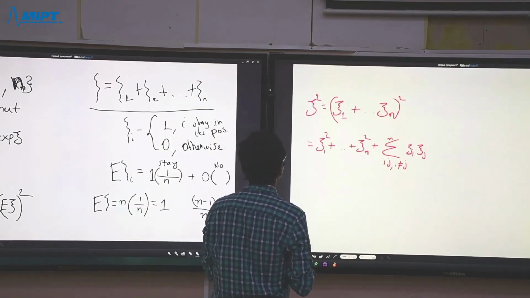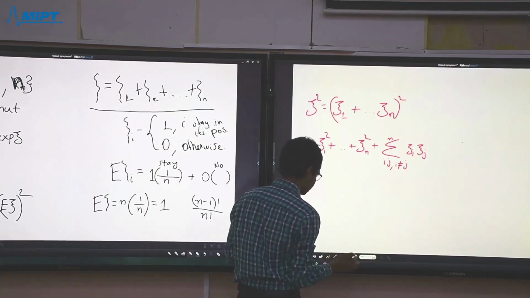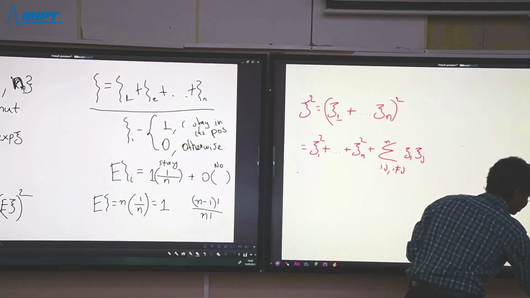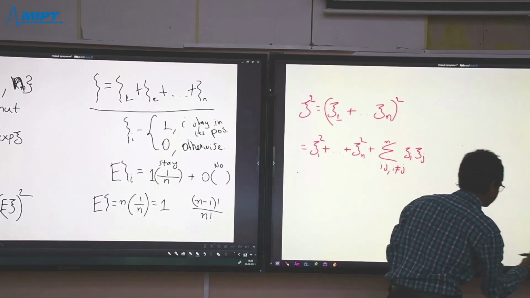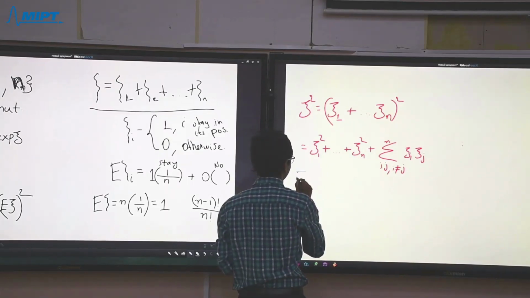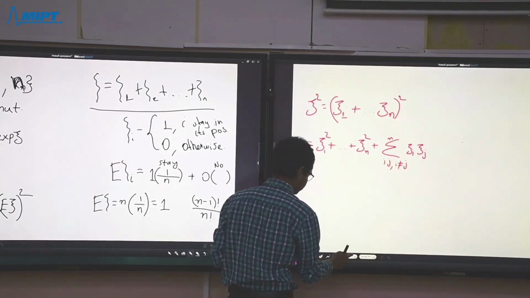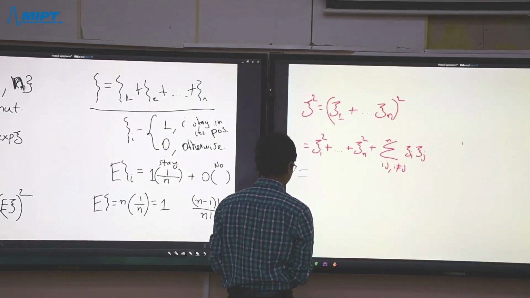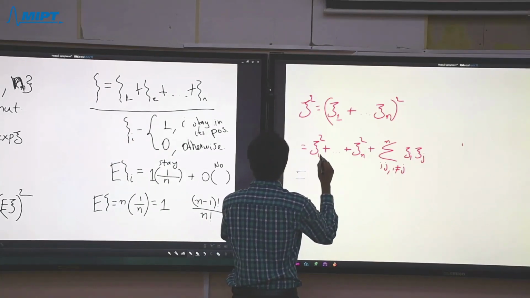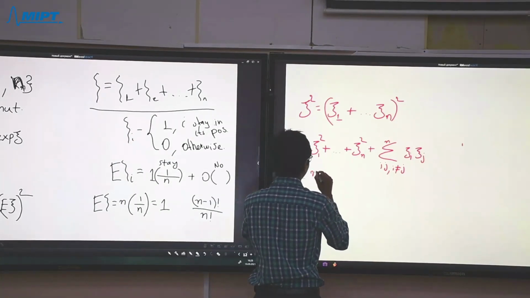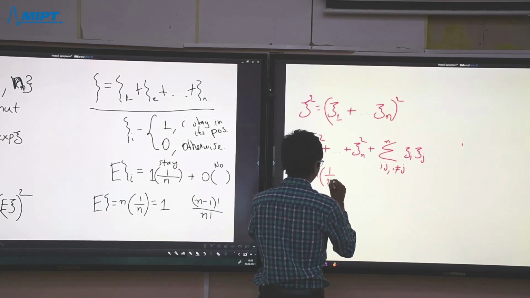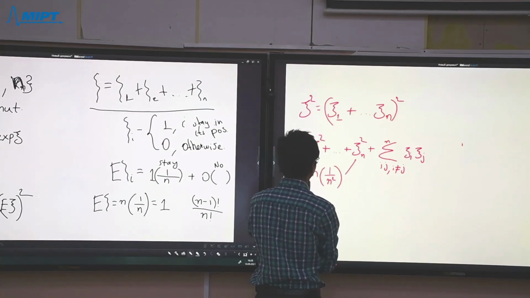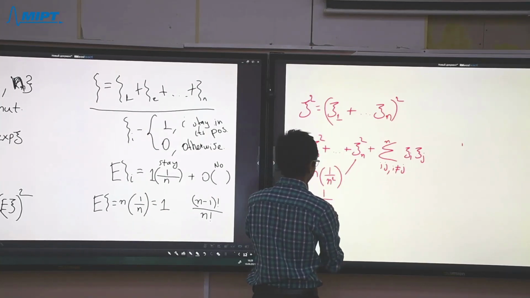So this is equal to n times 1 over n square. This part, which is 1 over n.